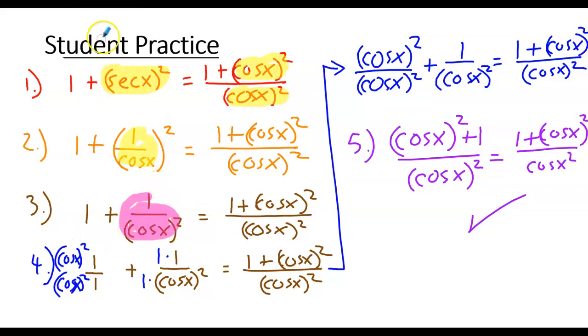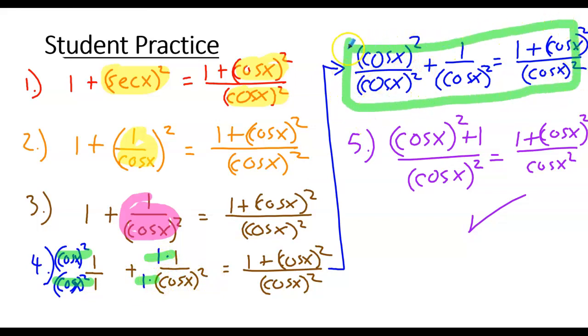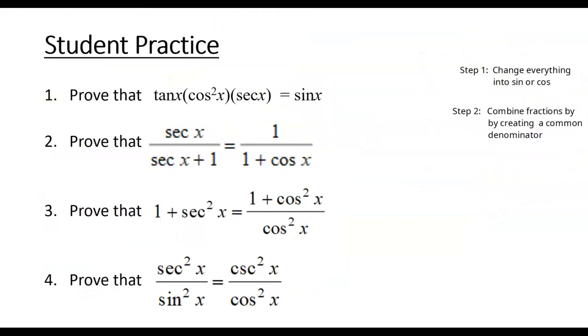After that, we got a common denominator, so I multiplied the top and the bottom by cosine of x squared on this side and 1 on this side, and the result was this expression here. After that, since we have our common denominators, we can just add the numerators together and get this. And we end up with the two expressions being identical at that point. And so we're done. And so there it is.